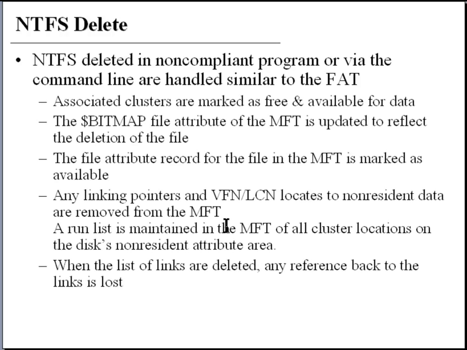So under NTFS, when a file is deleted by a non-compliant program or via the command line, it's handled similar to the way it occurs in FAT. The associated clusters are marked as free and available for data updates. The bitmap file attribute of the MFT is updated to reflect the deletion of the file. The file attribute record for the file in the master file table is marked as available, and all that file attribute record is, is a 0 or a 1. And so if it's 0, it means that that's available, and 1 means that it's being used.